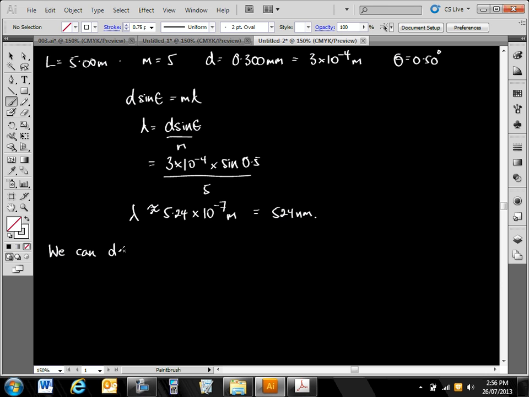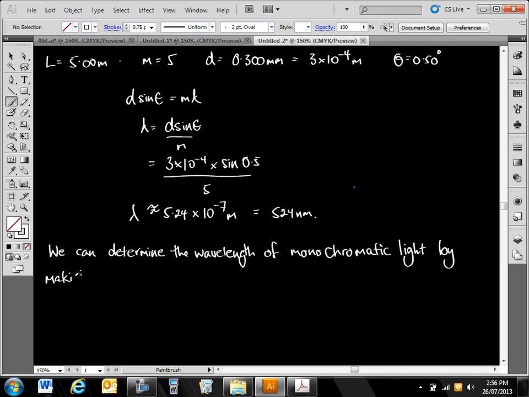You might have seen we can determine the wavelength of monochromatic light by making measurements of the two-slit setup apparatus.